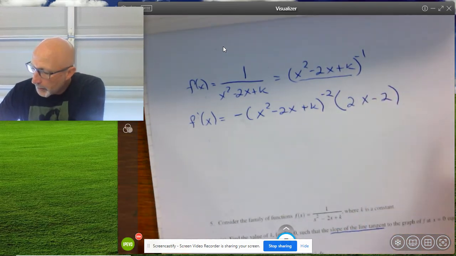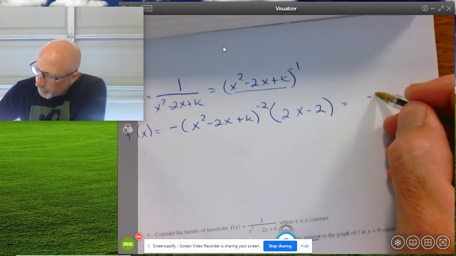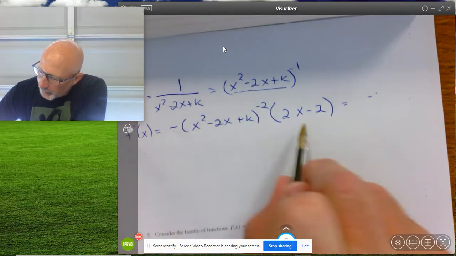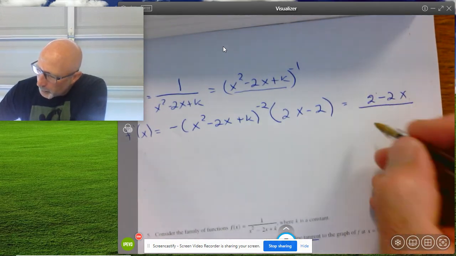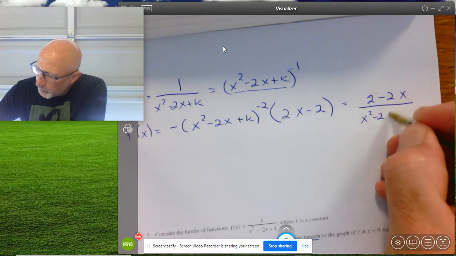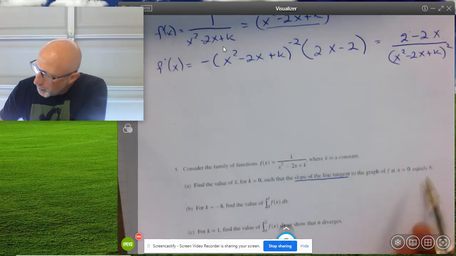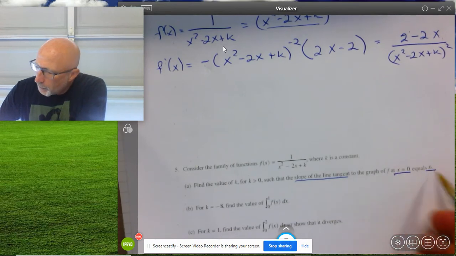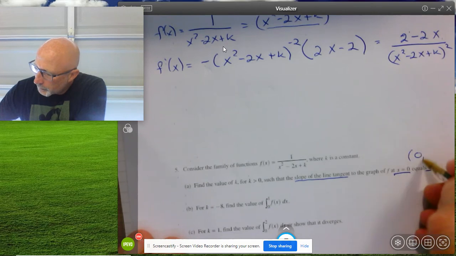Okay, so that's what it's going to be, and I can even clean this up a little bit more. So I have negative, actually, I'm going to distribute this negative into this, so I'm going to flip it around. So 2 minus 2x all over x squared minus 2x plus k squared. Now I want to know when x equals 0, what's going to give me a slope of 6. So I'm going to plug in the 0 into this.